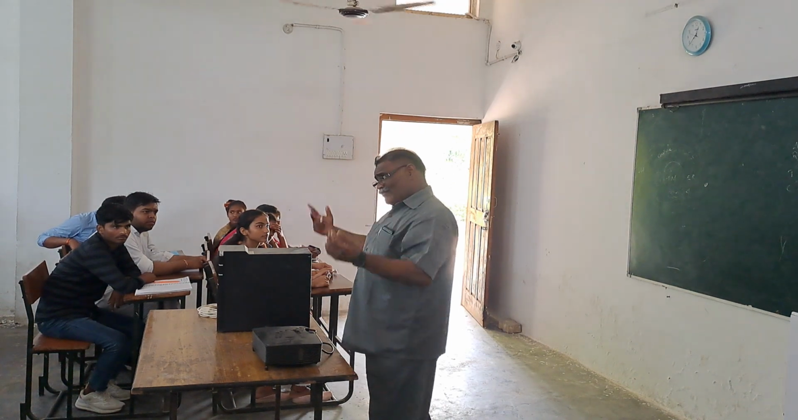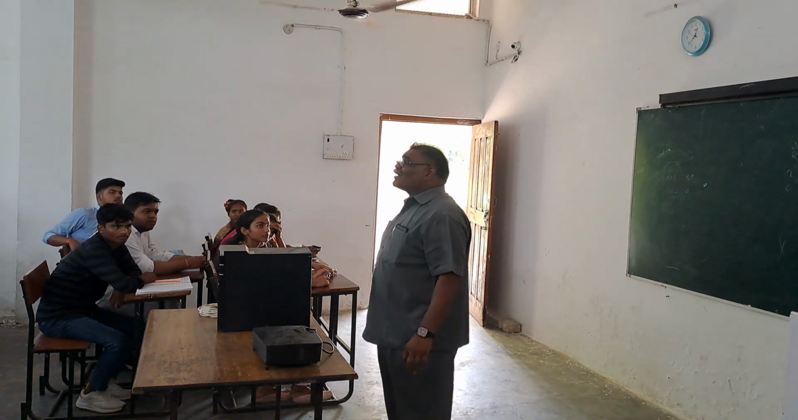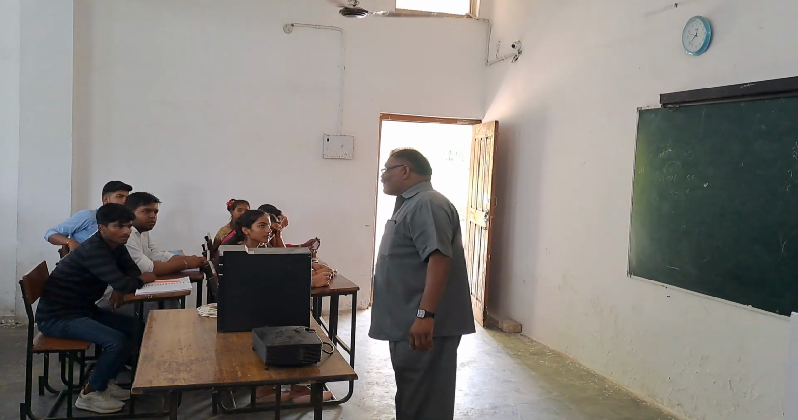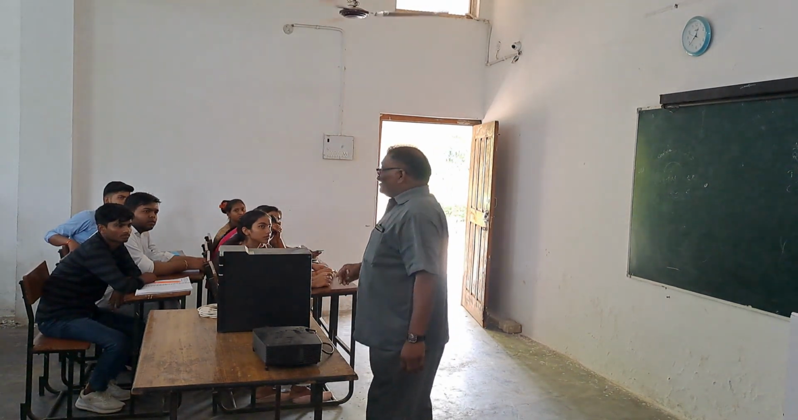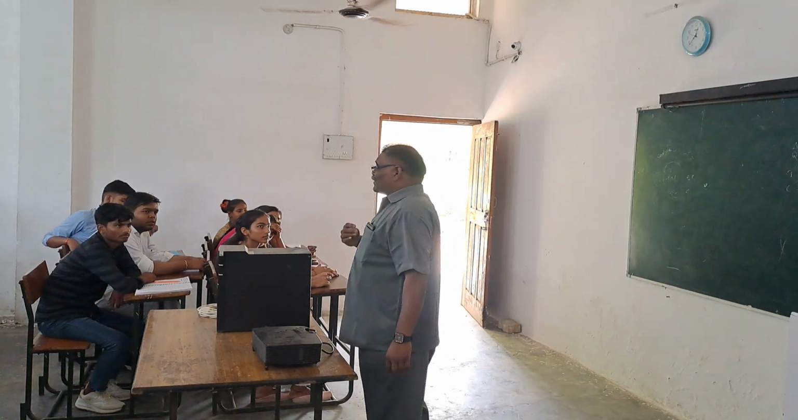So there are two kinds of diseases, communicable and non-communicable. Communicable is communicating. Communicable from one to another is communicable. Non-communicable is not from one to another.